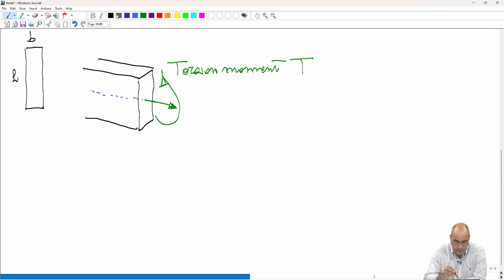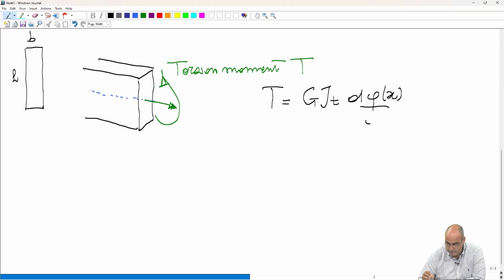And we have said before, and it was because of the solid mechanics theory, that this torsion moment is linked to the rotation angle by that equation. This you have from your solid mechanics handbook.